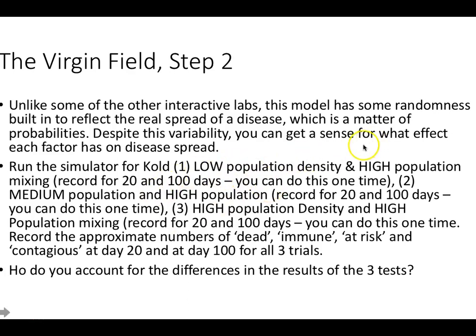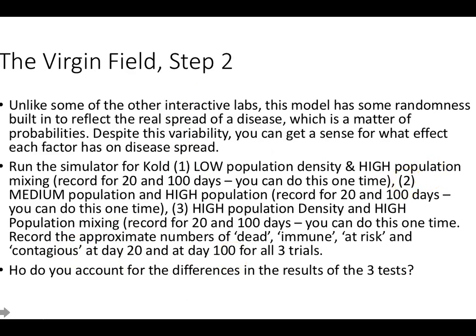Low population, low population density and high population mixing. Record for day 20 and 100. You only have to do this once, not 3 times. And again, what you're doing is you are in your table for that run. Tell me how many dead, immune, at risk, and contagious at day 20 and day 100 for that trial.